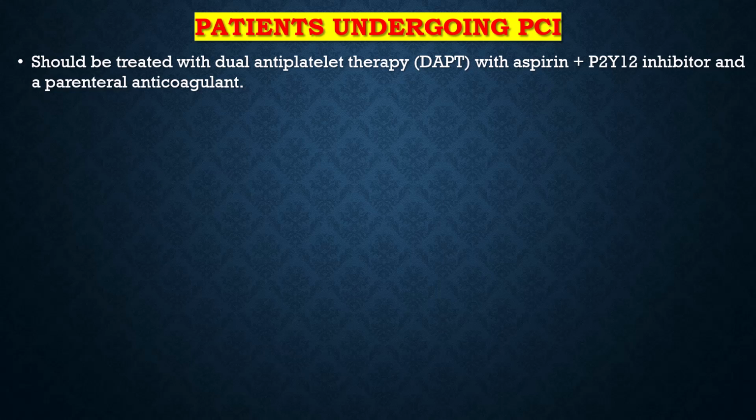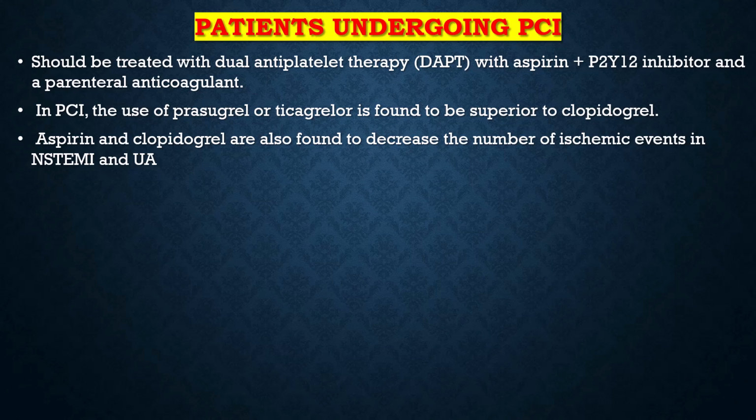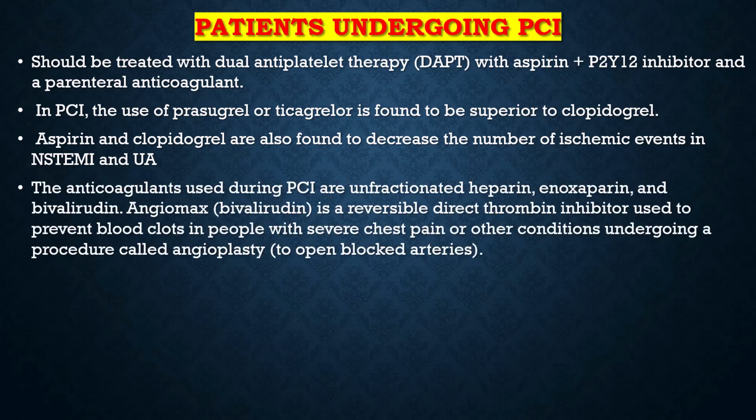Patients undergoing PCI should be treated with dual antiplatelet therapy, aspirin and a P2Y12 inhibitor, and a parenteral anticoagulant. In PCI, the use of prasugrel or ticagrelor is found to be superior to clopidogrel. Aspirin and clopidogrel are also found to decrease the number of ischemic events in non-STEMI and UA, unstable angina.